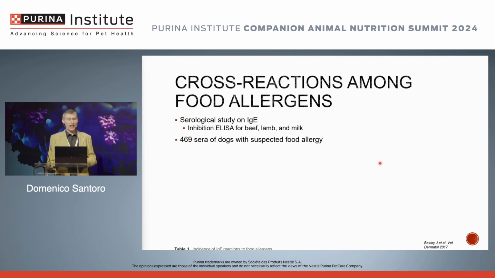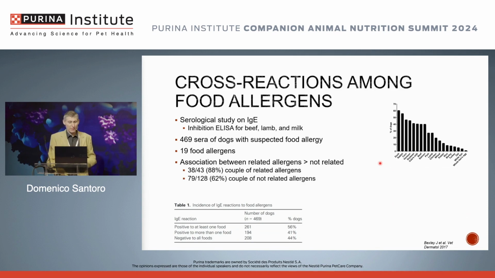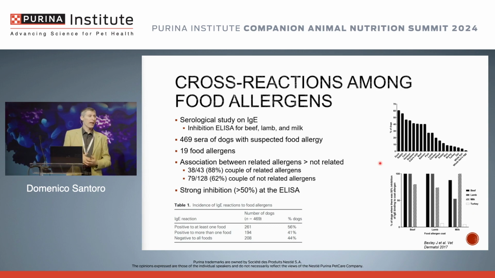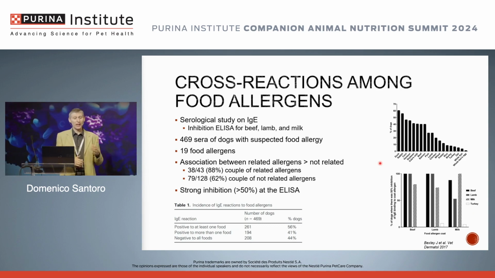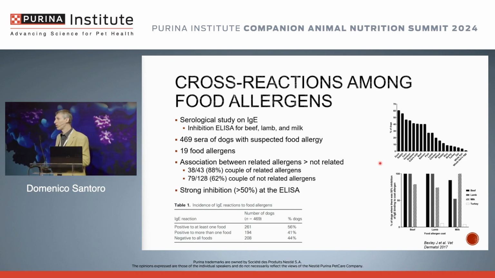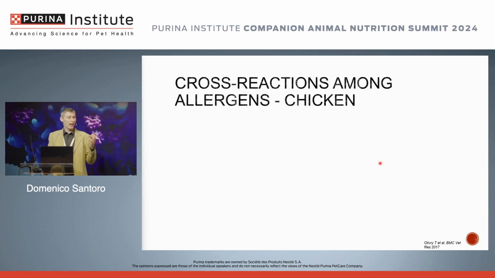And there are a few serological studies showing that, just for question of time, I'm running a little bit through this, but essentially we have a high cross-reactivity between lamb, beef, and milk in our patients. So they tend to go together because they are closely related to each other. In fact, one study that I will show later looks specifically at how much the ruminant meats cross-react with each other.